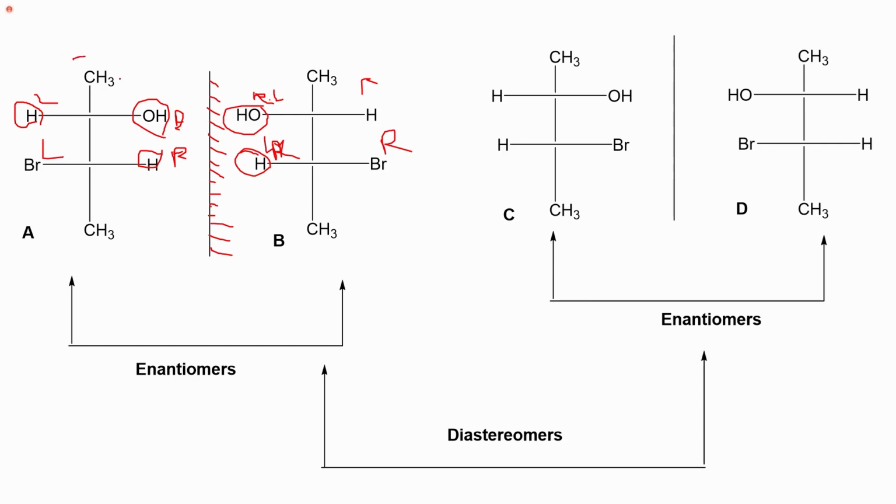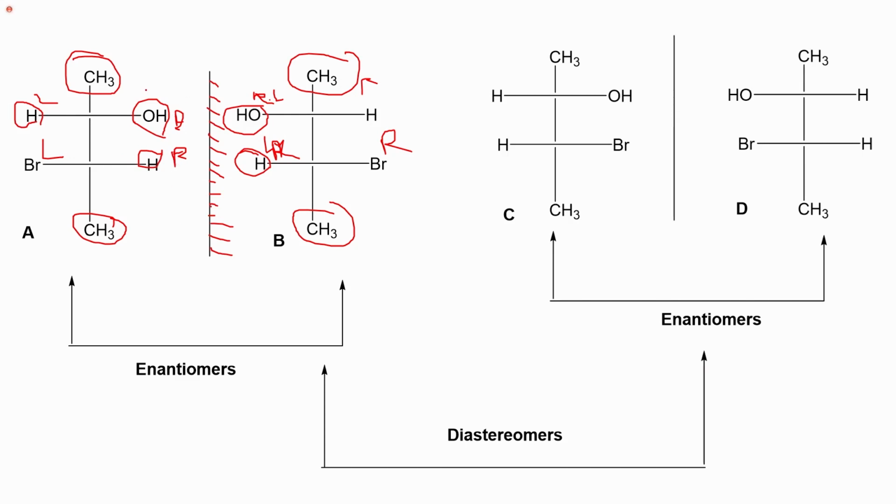So this CH3 is the same. But what will change? The arrangement will change, because the atom which is closer to the mirror comes first here, then the atom which is far away from the mirror also comes. So now you can see they are mirror images of each other, non-superimposable mirror images. That's why you can say this is an enantiomer.